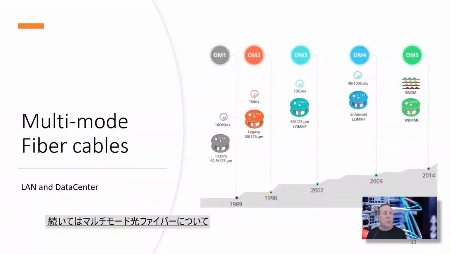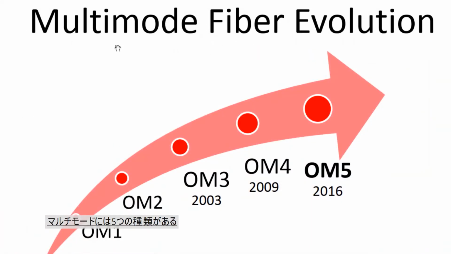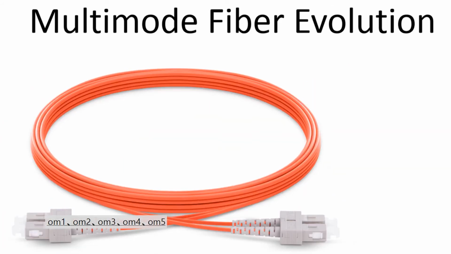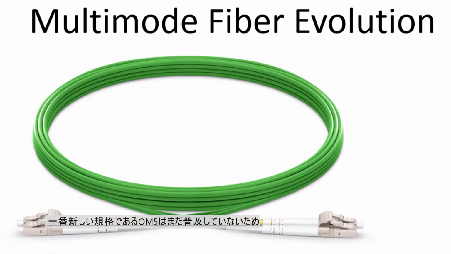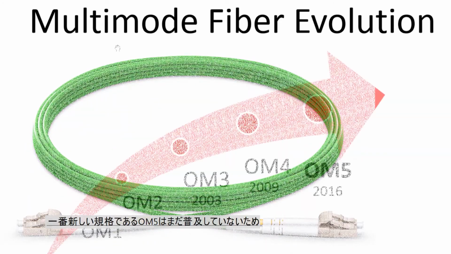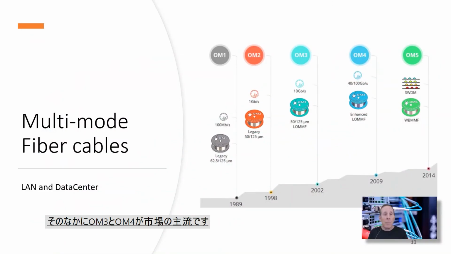As we turn our attention to multi-mode fiber optic cables, there are 5 versions of multi-mode cable: OM1, OM2, OM3, OM4, and OM5. OM5 is the latest standard, but it really hasn't gone anywhere, and I'll talk about it. So OM3 and OM4 are the major standards for today.